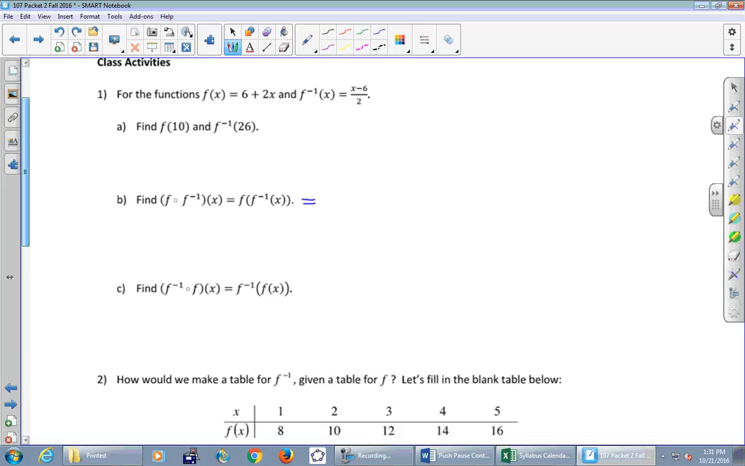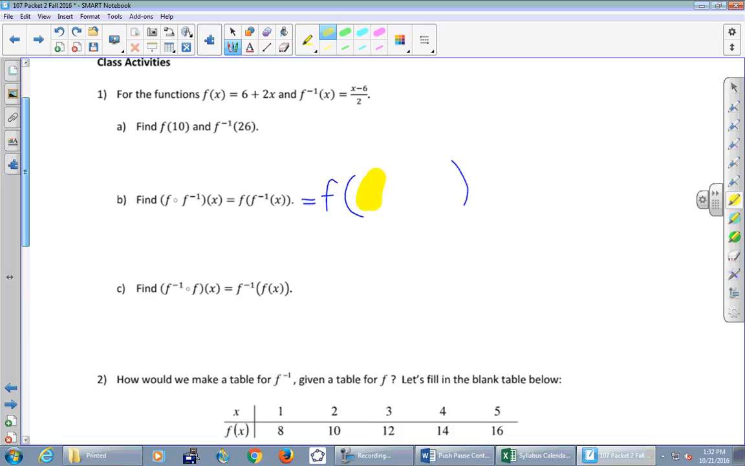Okay, the first symbol, f circle f inverse. Remember that means f of f inverse of x. So that's written on the right-hand side of the equation. Which are we doing first, the f or the f inverse? We're doing f inverse first, which means we are copying f. So copy and give yourself some space there.